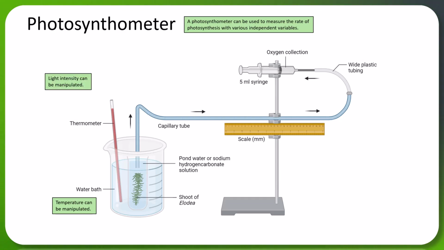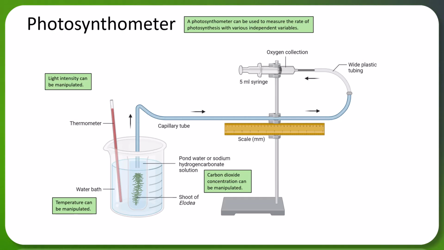We can vary the light intensity. We can take a light source and move it closer or farther away. We could put a mesh screen on it. We could take light totally away. We could change the color of light. We could shine red light exclusively, blue light exclusively, or green light exclusively. And so not only can temperature be manipulated, light intensity and light color can be manipulated as well.